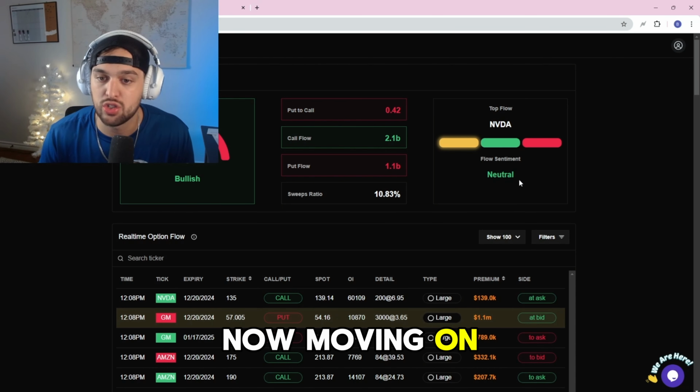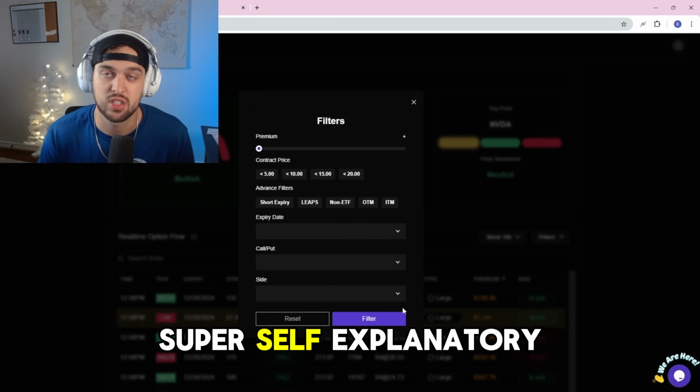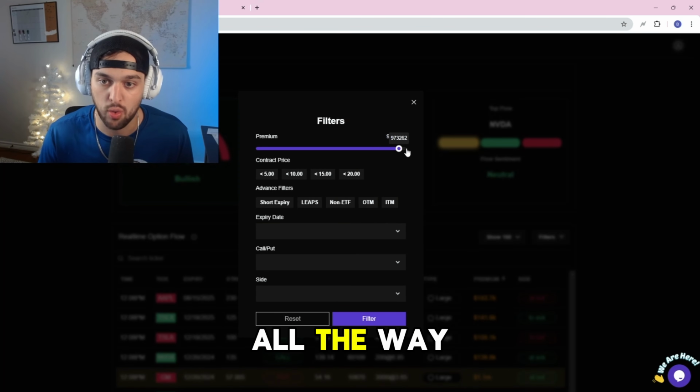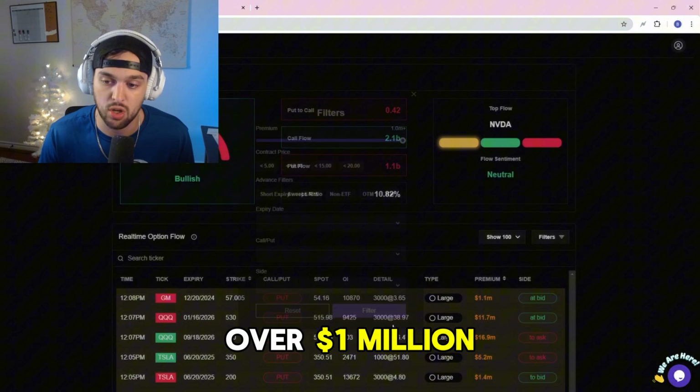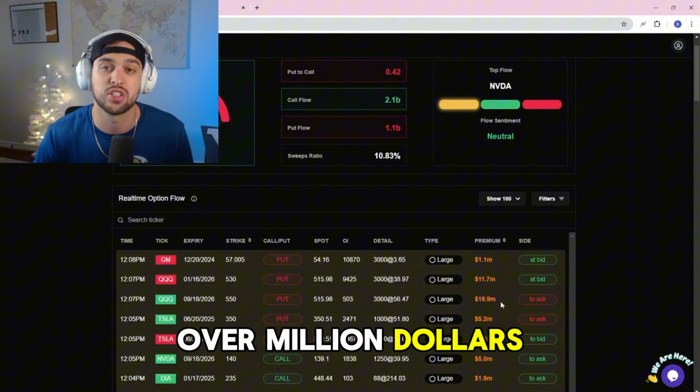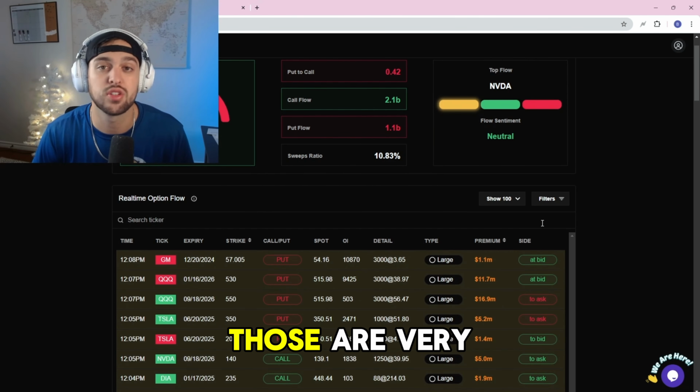Now, moving on to the filters, super self-explanatory. Premium means how much money they're putting into it. You can go all the way up to $1 million. Over $1 million, you have all the golden sweepers, all the ones that are putting over $1 million into singular option contracts. Those are very fun to follow.